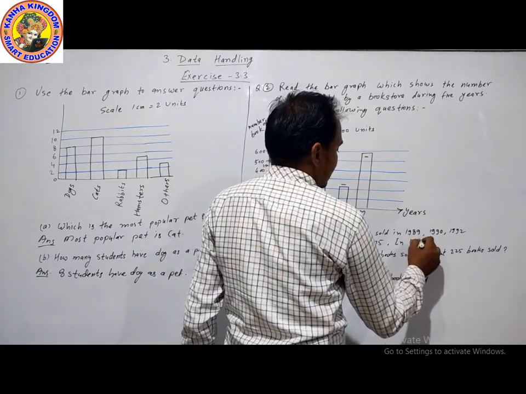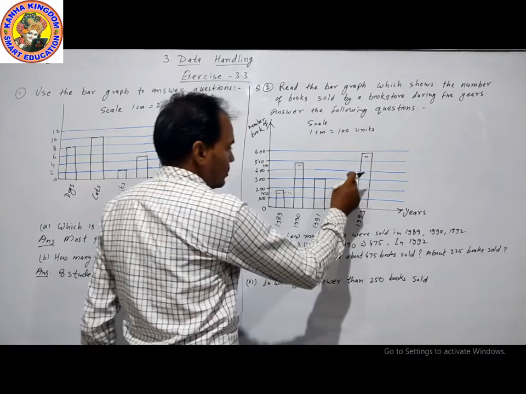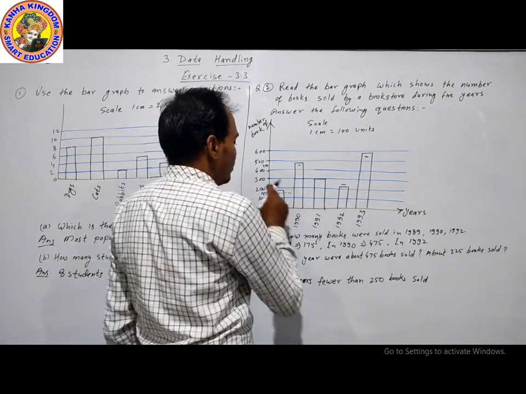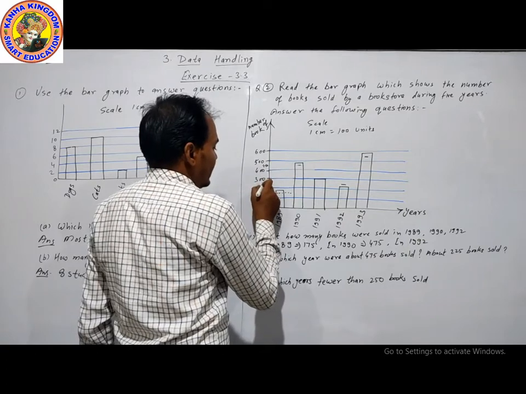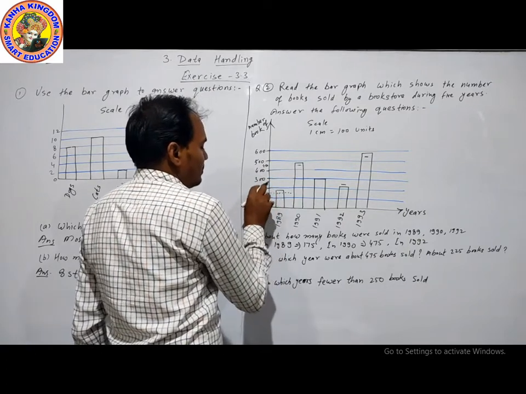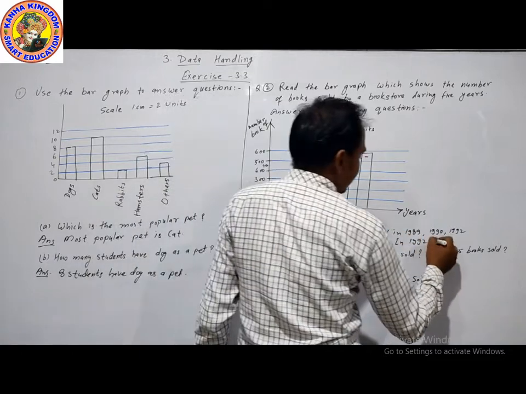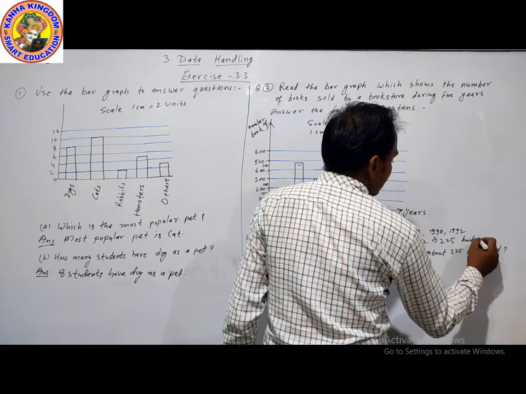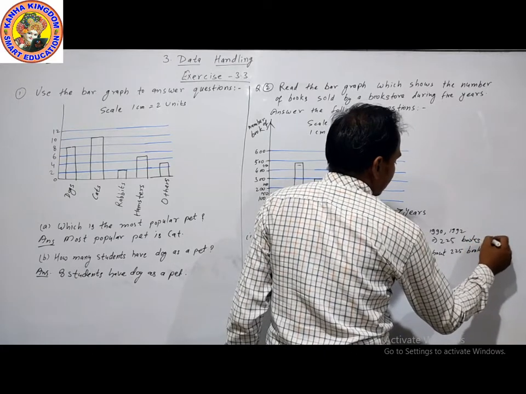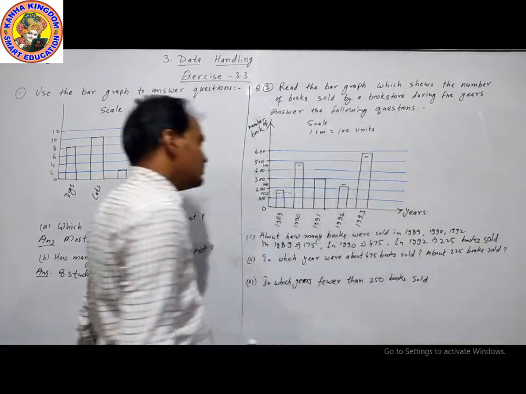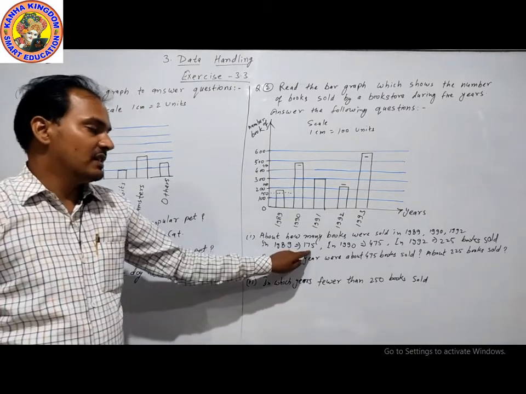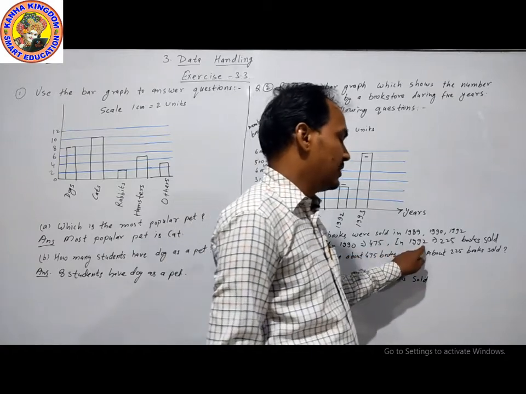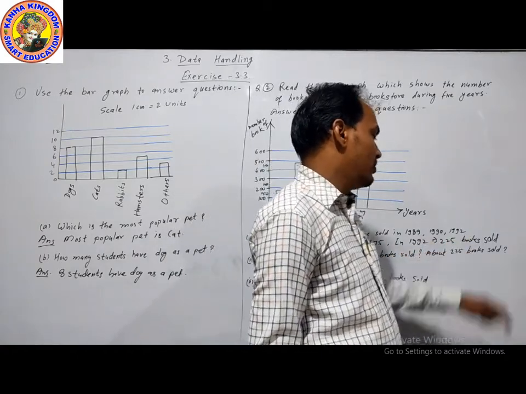In 1992, the bar is below the middle. Between 200 and 250 is 225 books sold. In 89, 175 books sold. In 90, 475 books sold. In 92, 225 books sold.